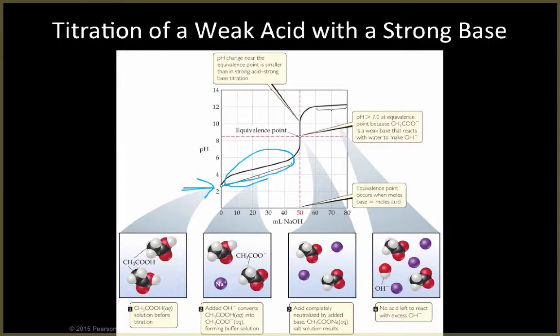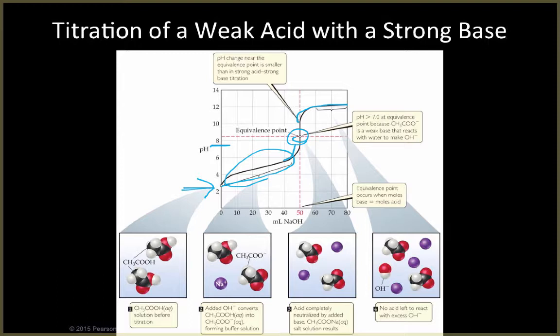Next thing to notice is when you get to the equivalence point here, the equivalence point is greater than 7. So it's a little bit higher than 7, it's around 8 or so. So that's another characteristic of a weak acid strong base. And then after that, you see it flattens back out, just like the other one did once you start adding the base past the equivalence point.